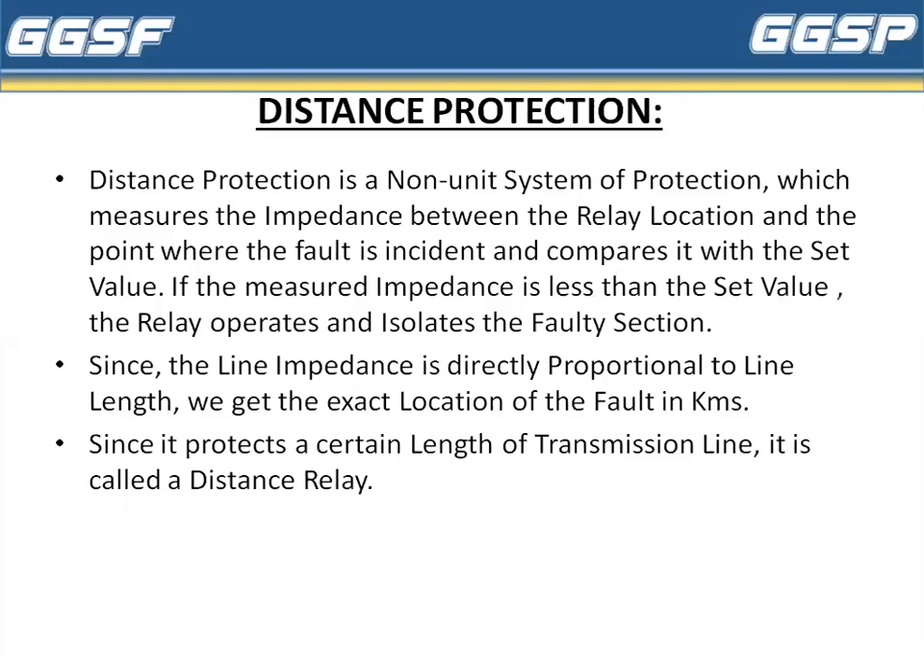Next, distance protection. Distance protection is a non-unit system of protection which measures the impedance between the relay location and the point where the fault is incident and compares it with the set value. If the measured impedance is less than the set value, the relay operates and isolates the faulty section. Since the line impedance is directly proportional to length, we get the exact location of the fault in kilometers. Since it protects a certain length of transmission line, it is called a distance relay.